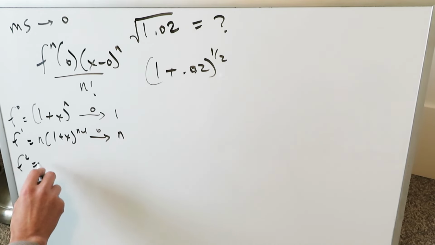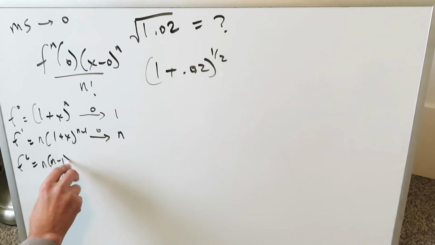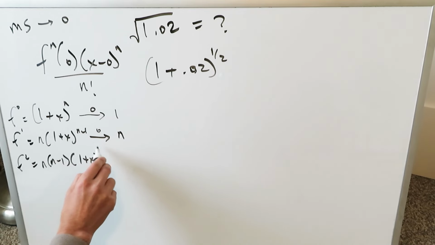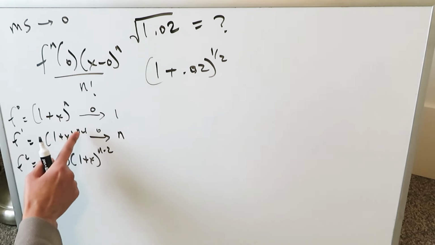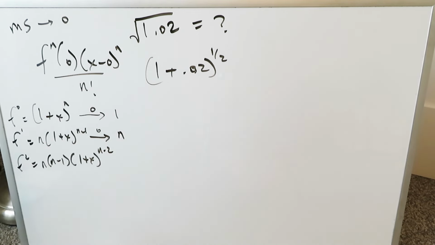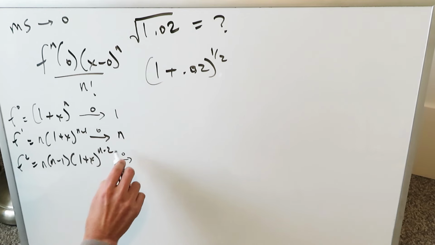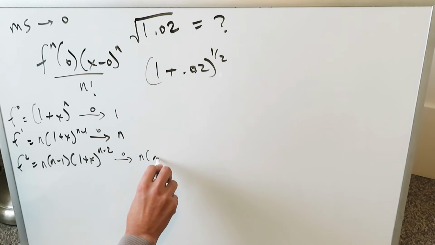You do the derivative of this with the power rule: n times n minus 1 times 1 plus x to the power of n minus 2. Remember, the exponent is reduced by 1, but the exponent becomes the coefficient of your function. And when you put 0 in place of x, you're getting n times n minus 1.